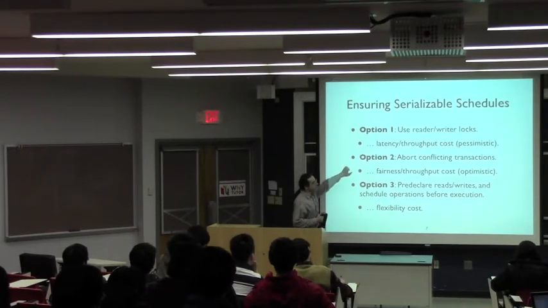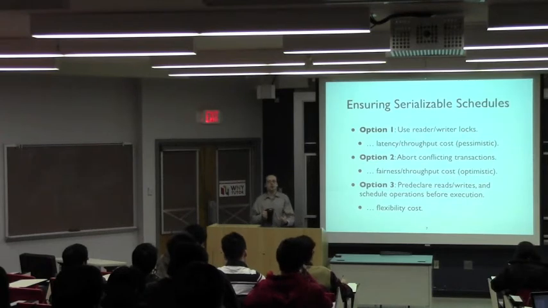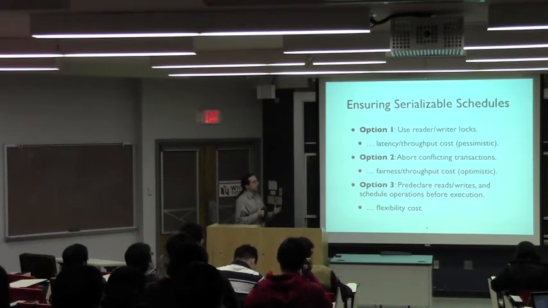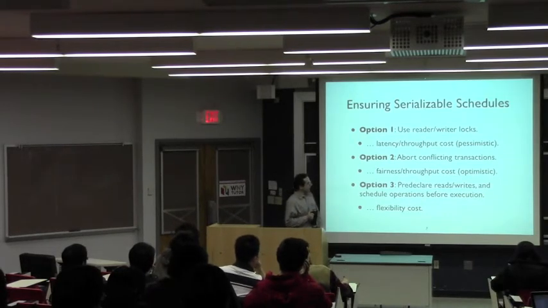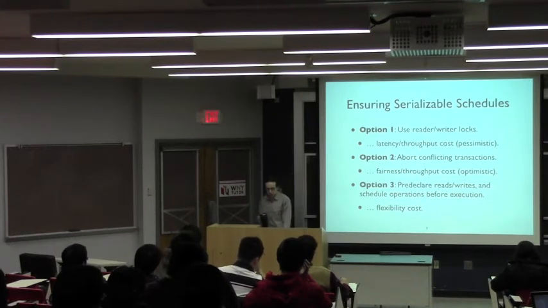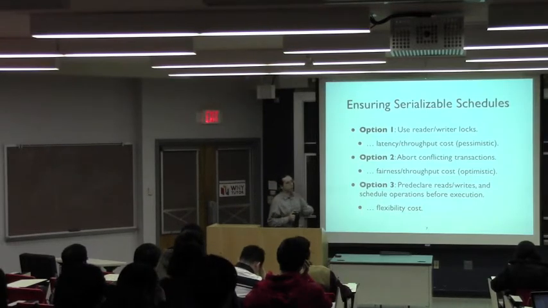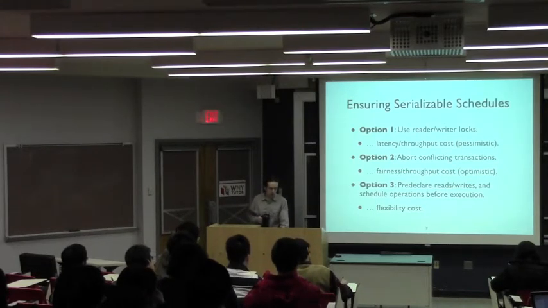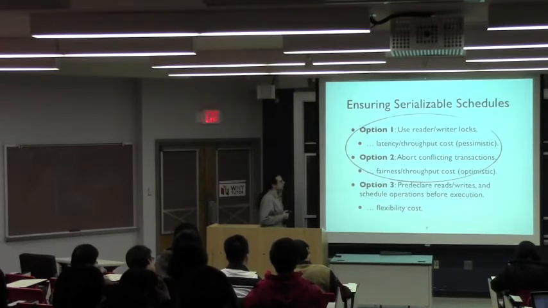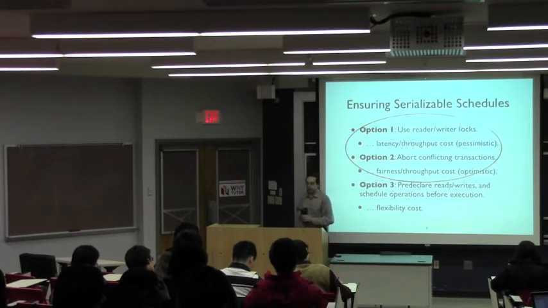A second strategy would be to detect when two transactions have gotten into some state where they would create a non-serializable order, and then abort one of them. And finally, a strategy that's used more and more in distributed systems is where you essentially pre-declare everything that you're going to do. Declare what values you're going to need to read, and declare what values you're going to need to write, and prepare a schedule before executing. We'll get into that a bit more when we start talking about distributed systems. Today, we're going to focus mostly on the first two options, using locks and aborting conflicting transactions.